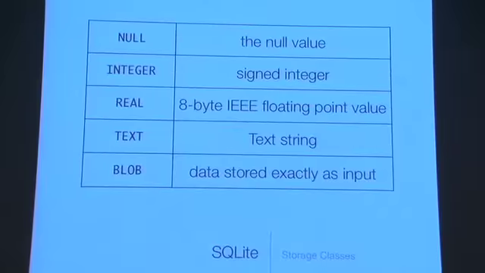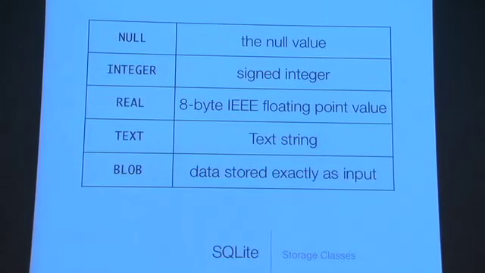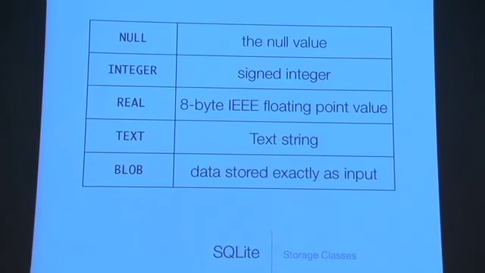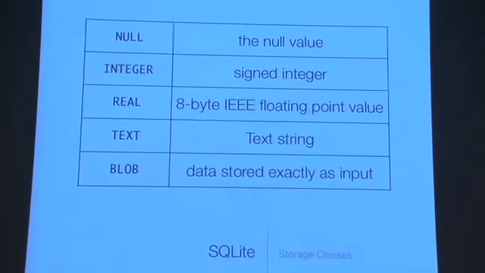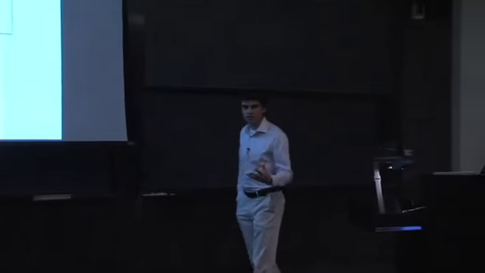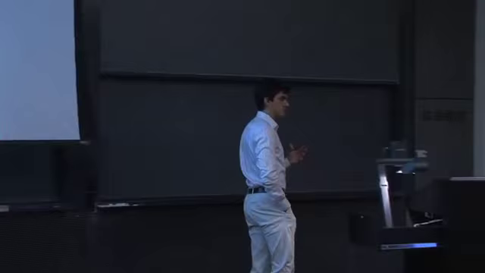And so this is pretty much it. The integer is stored in variable byte lengths depending on the value that you provide to it. Let's see, there's some other information here. You'll notice that there's no Boolean, for example. That's just stored as a 0 or a 1 in an integer field, so on and so forth.